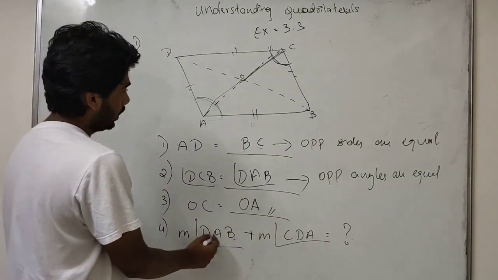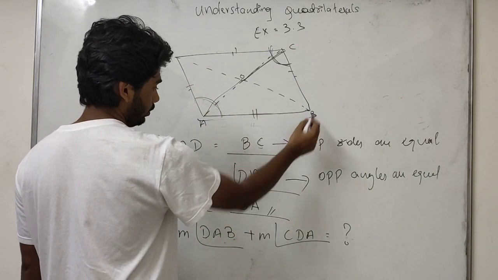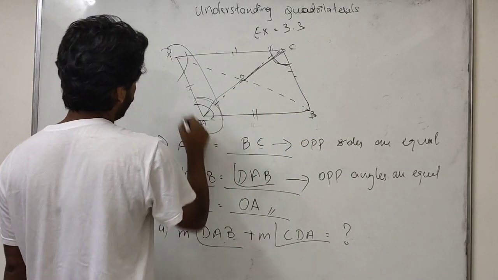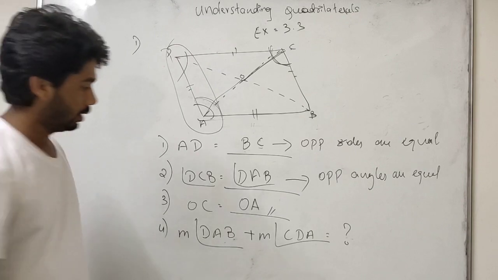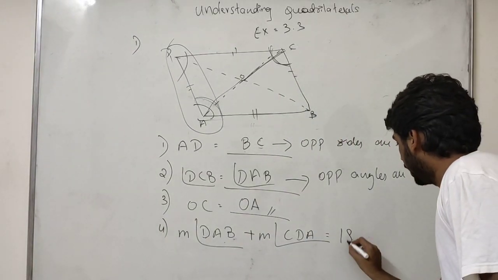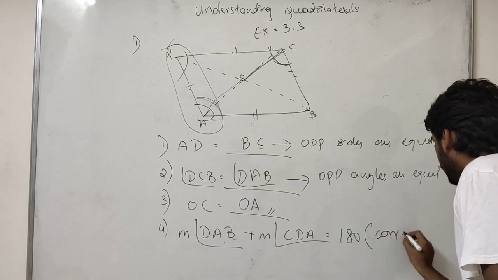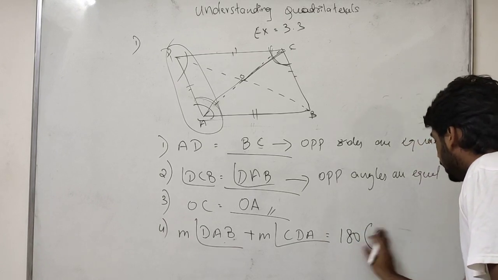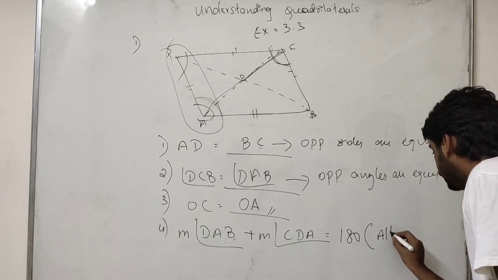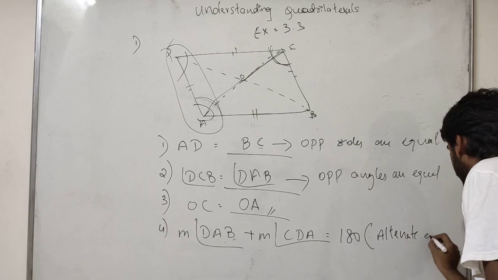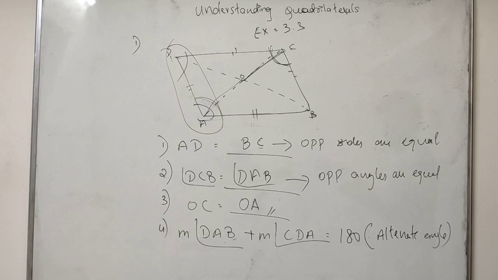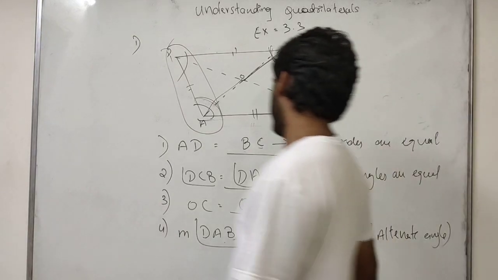See here, angle DAB plus angle CBA, this whole will be 180 degrees. Alternate angles will be 180 degrees. Alternate angle is a side by side angle, so we will take this as 180 degrees.